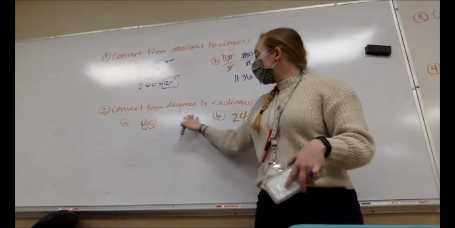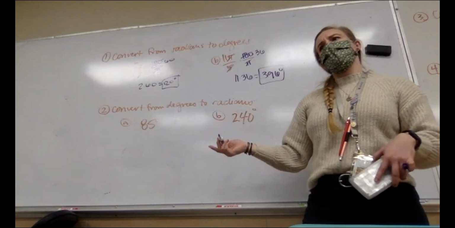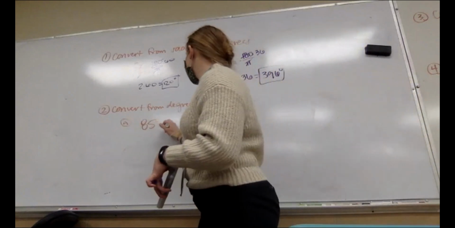All right, now I got to do the reverse. Now I need to go from degrees to radians. What do I multiply now? Pi over 180. Very good, pi over 180.